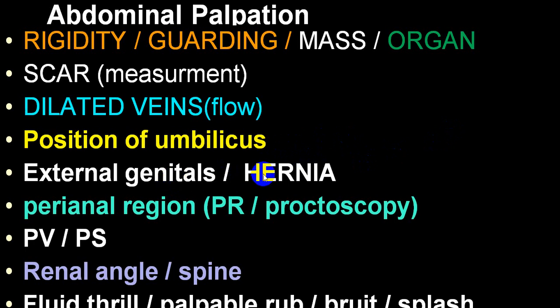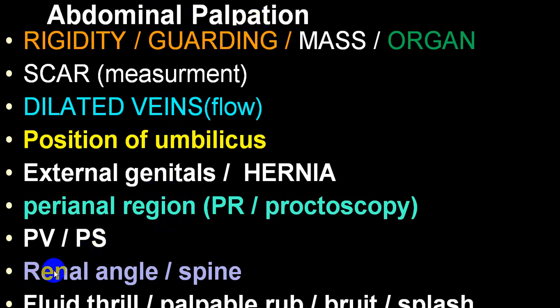Examination of external genitals, hernia, PR proctoscopy, PV per speculum gives you a lot of idea. But in oral exam, you should mention that I would like to examine external genitals, hernial orifices, etc. You should mention that because that is a part of abdominal examination and particularly in case of palpation.